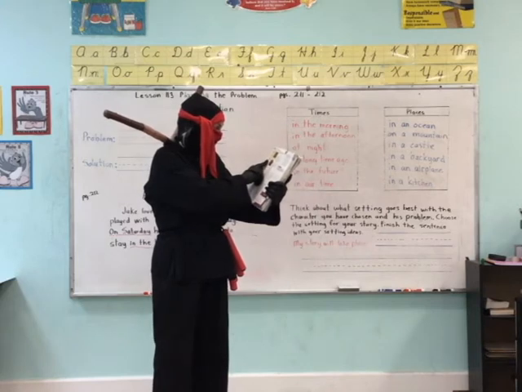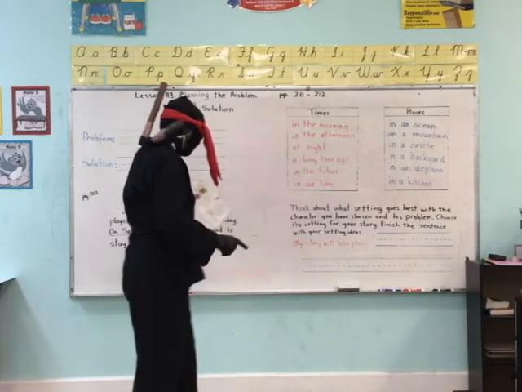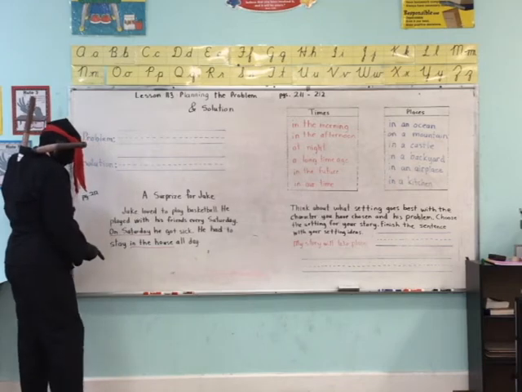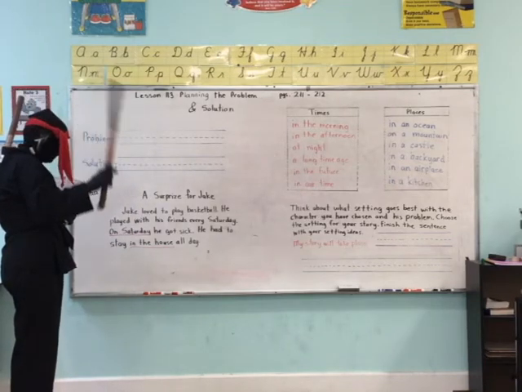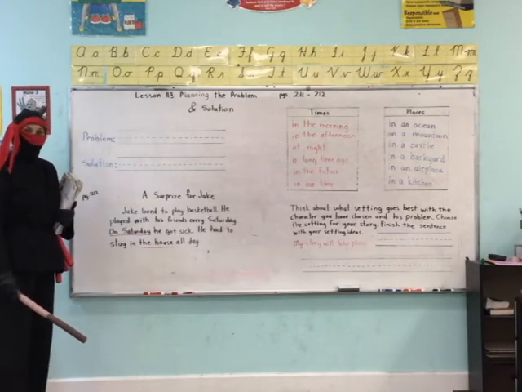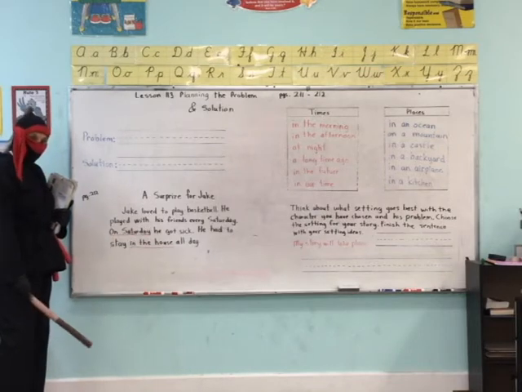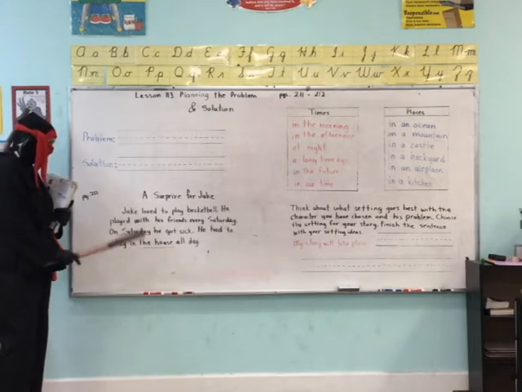It says, underline the words that tell where and when the Zachary story takes place. So, it says, a surprise for Jake. Jake loved to play basketball. He played with his friends every Saturday. When he got sick, he had to stay in the house all day. So what day was it? Saturday. Where was he? In the house. So this is where he was.